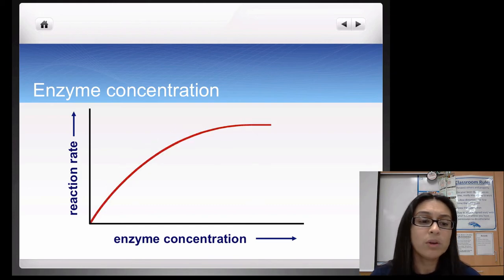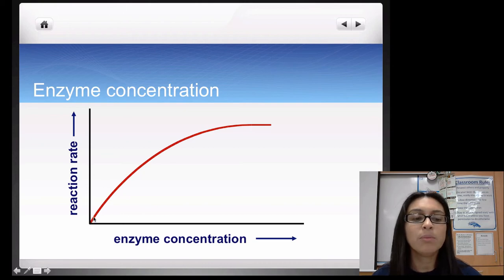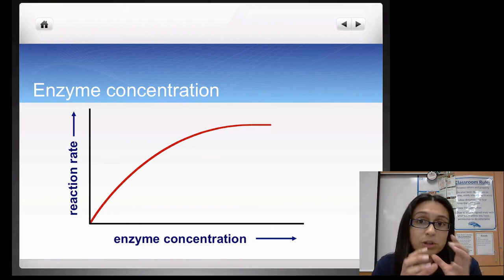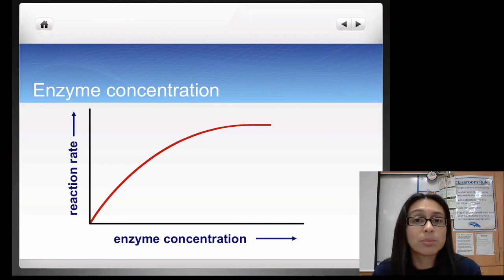When we add more and more enzyme, we see that we get a line that looks like this. Basically what we're saying is, as you add more and more enzyme, you're able to make more and more product. You're able to convert more and more substrate into your product. And it makes sense, because the more enzymes you have, the more substrate you're going to be able to grab and turn into your products.